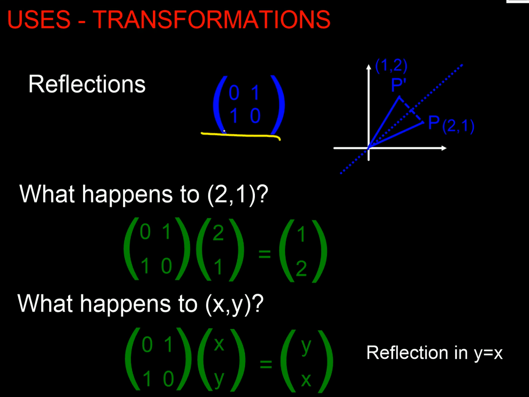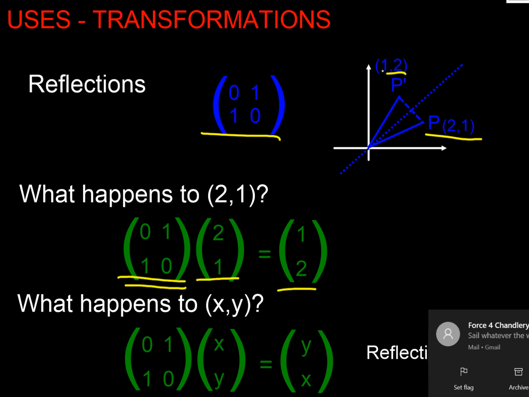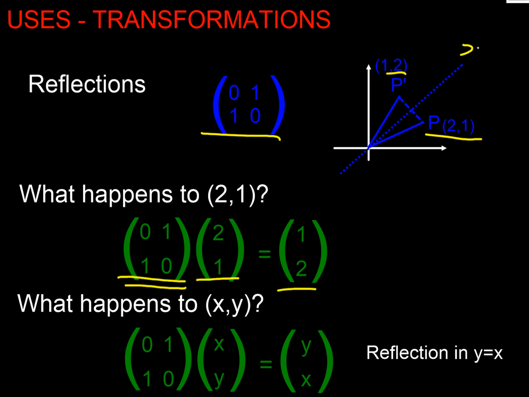There's one here. So let's see what happens. If we take that matrix and we take the point 2, 1 over here and we multiply that out, what do we get? Well, we get the point 1, 2, which is over here, isn't it? So that's starting to tell us that we're probably looking at a x equals y reflection. But let's just check that out. If I take the matrix and I multiply it by the generalized point xy, what I get out of this as the image is yx. Yeah, so that's a reflection in the line y equals x.